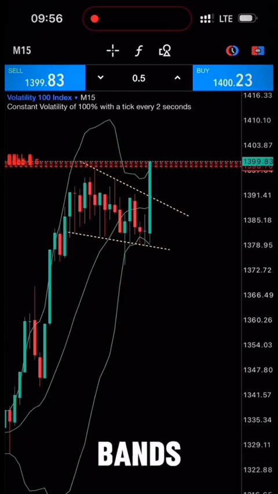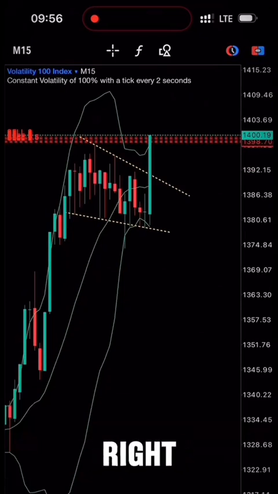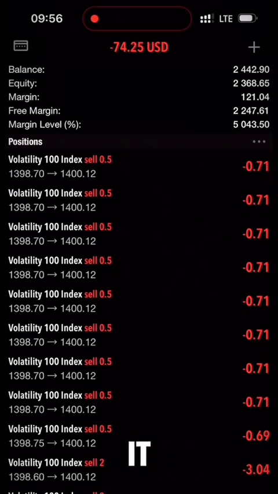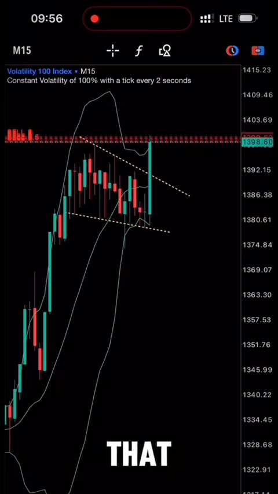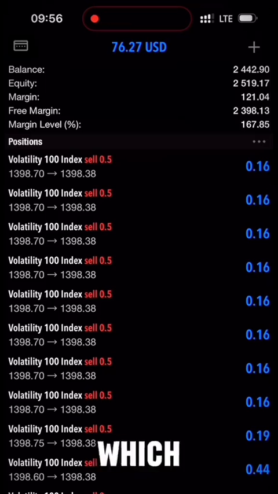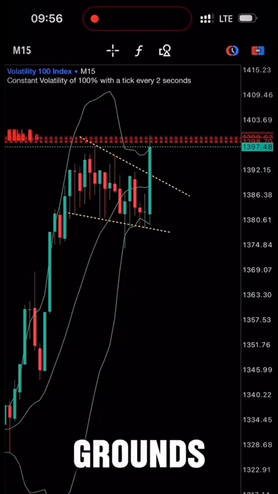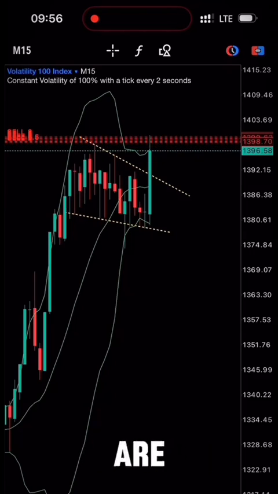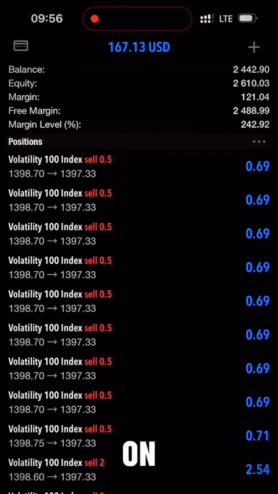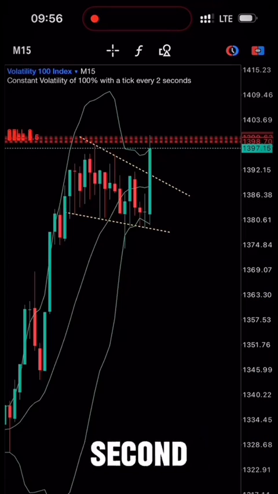I put the Bollinger Bands, and then this is another pennant, right? So when it went up, it touched the top Bollinger Band, meaning that it's going to sell on the next candle, which is going to form. So the next thing you can do is to hold your ground, because we are trading a pullback here after it touches the top Bollinger Band. Then we get on the second candle.